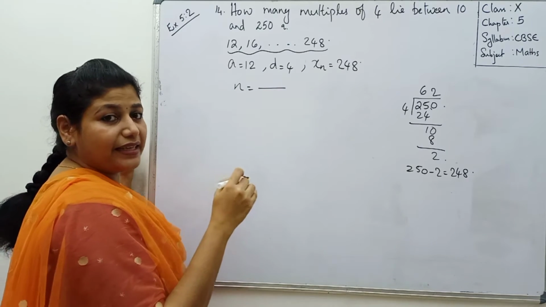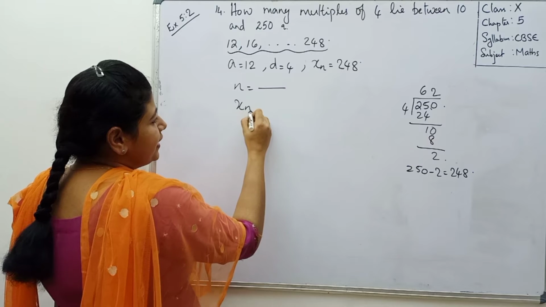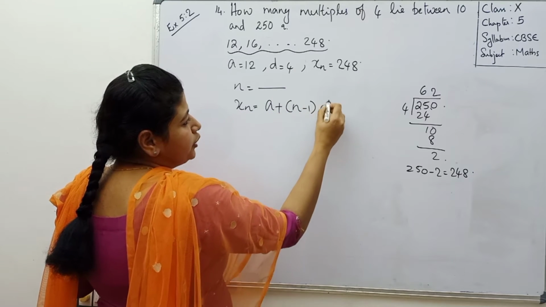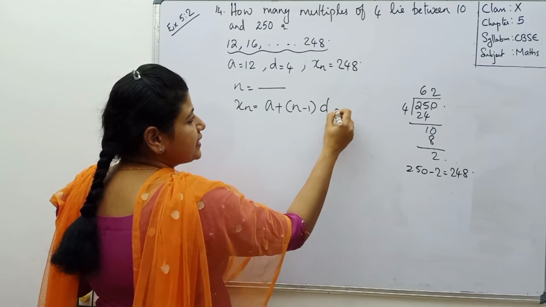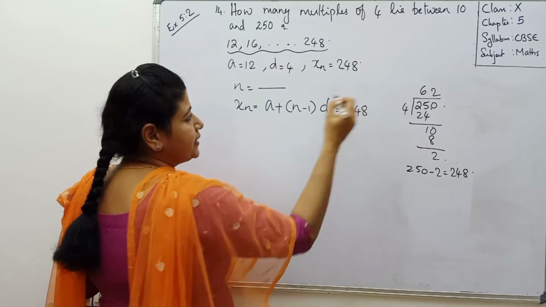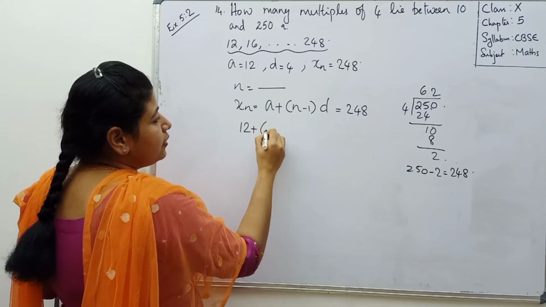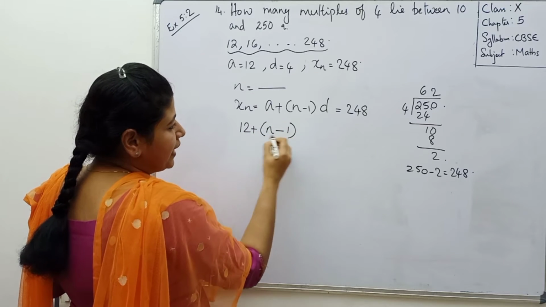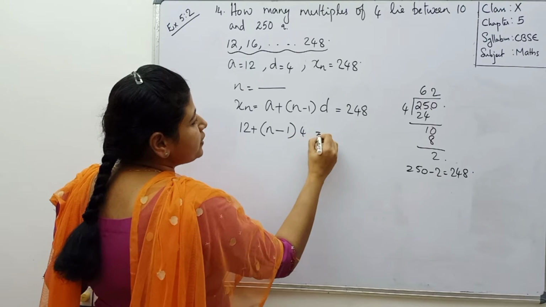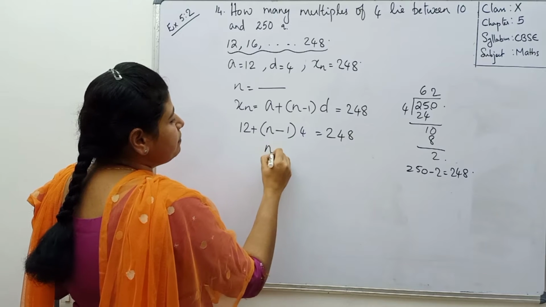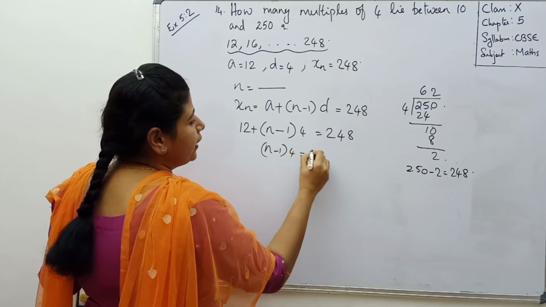First we will apply the formula to find out xn, isn't it? Xn equal a plus n minus 1 into d. This is given as 248, okay? And a is 12 plus n is, we don't know what is n, so we can use n itself, and d is 4, which is equal to 248, okay? Now n minus 1 into 4 equal this 248.